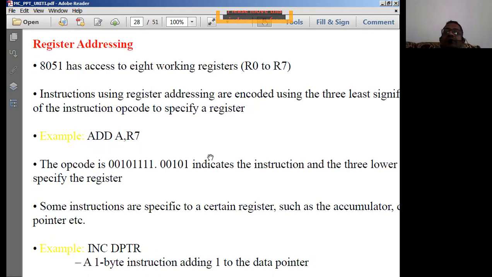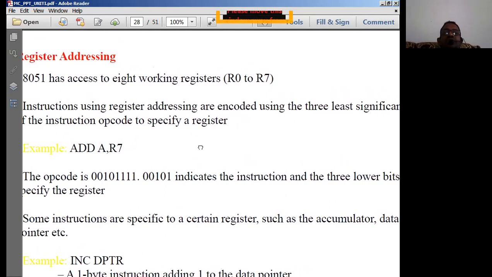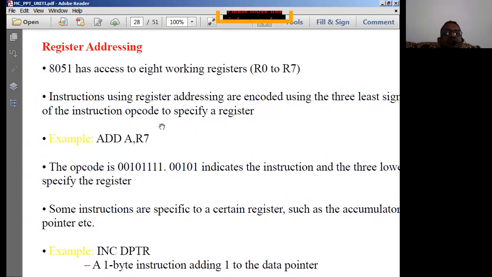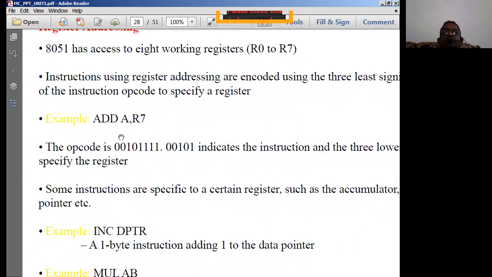Register means the two operands are registers in the case of the register addressing mode. The 8051 has access to 8 working registers known as R0 to R7. You can use any register from R0 to R7. Instructions using register addressing are encoded using the 3 least significant bits of the instruction opcode to specify a register. We need not bother about all this nomenclature.